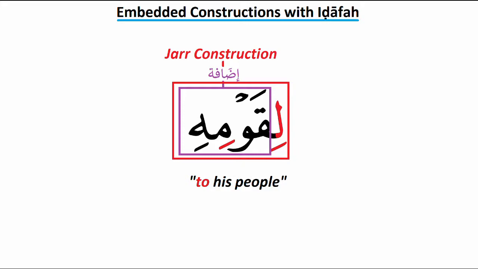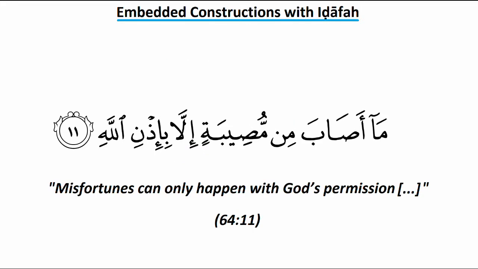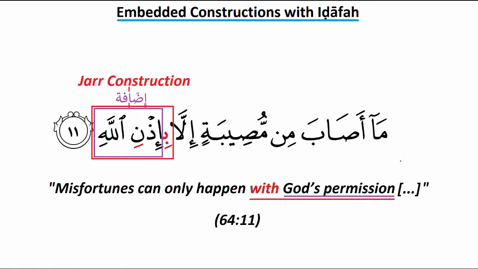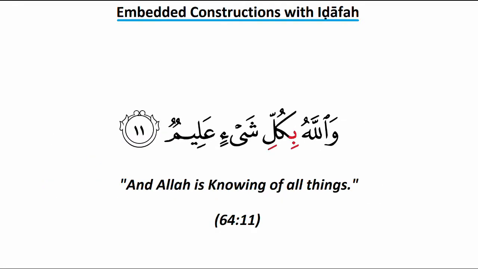Let's take a look at some more examples. ما أصاب من مصيبة إلا بإذن الله. إذني is in jar because of bi, and it forms an idafa with the mudaf ilayh Allah. This idafa is then embedded within a jar construction formed by the harf jar bi. Wallahu bi kulli shay'in alim. The idafa kulli shay'in is again embedded within a jar construction formed by the harf jar bi.